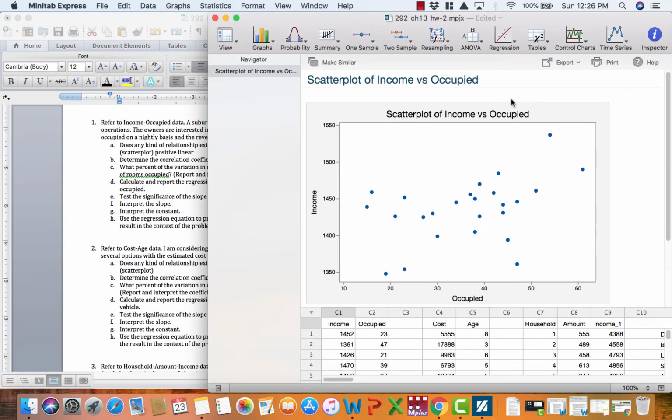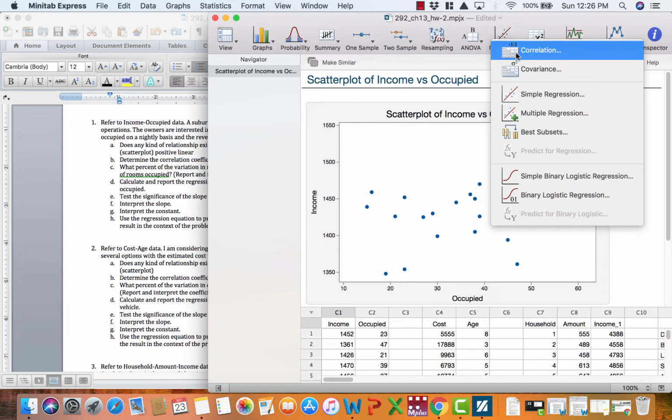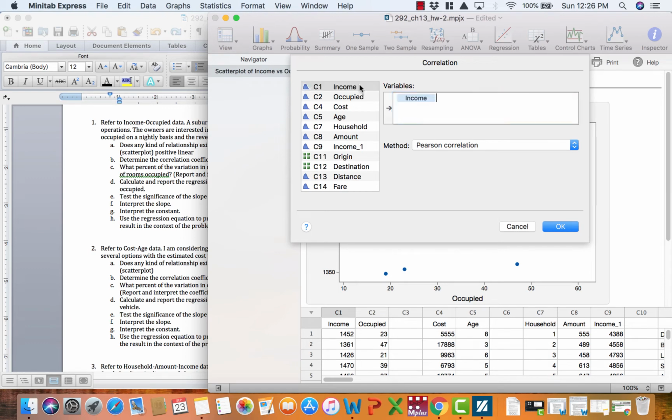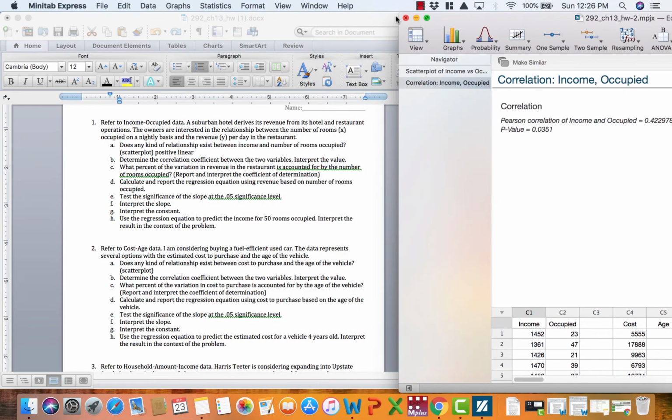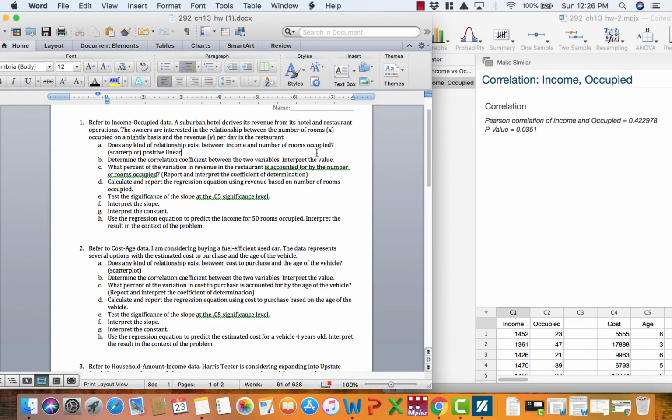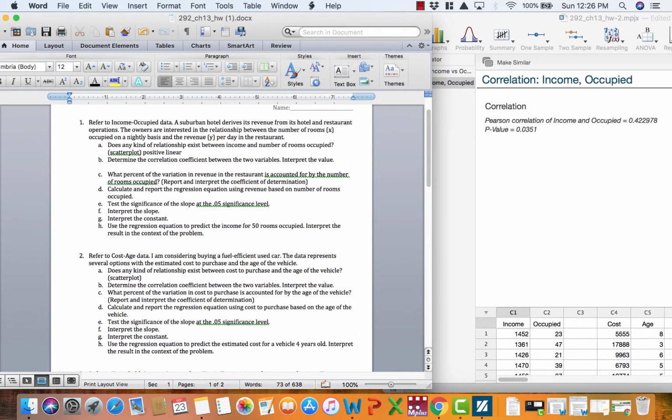Determine the correlation coefficient between the two variables and interpret the value. We want the Pearson correlation coefficient, so we go into regression, correlation. Again, if you're working on a PC, correlation is up here in the main menu. Mac users, it's under regression. We go to correlation and put in income and occupied and say okay. Here is our correlation coefficient. To correctly answer this problem, we are going to say R equals 0.422978. We never round these. Since that is slightly above that 0.4 cutoff, we're going to say this is a moderate positive linear relationship, so we'll call this moderately positive.